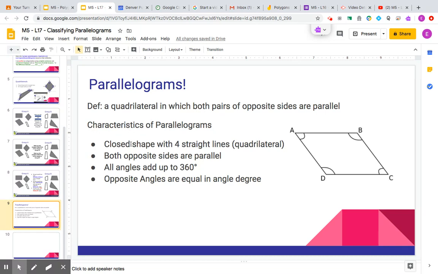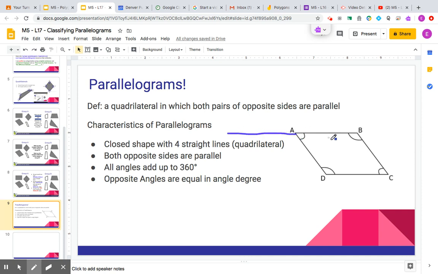We know that a parallelogram is a closed shape with four straight lines. This is what makes it a quadrilateral. It has four lines and they're closed. There are no openings. And it has both sides that are opposite and parallel, meaning every opposite side are parallel lines. Now let's check this shape to make sure it's a parallelogram.